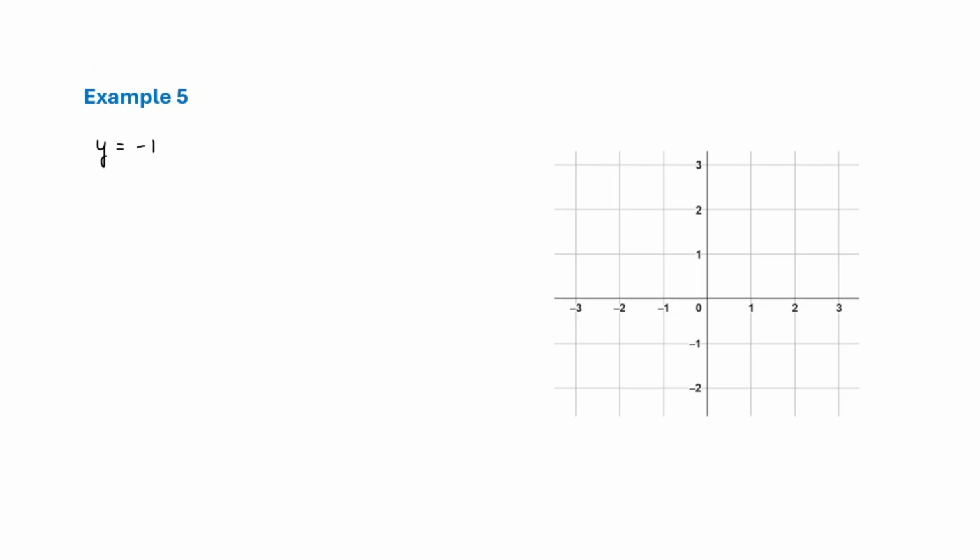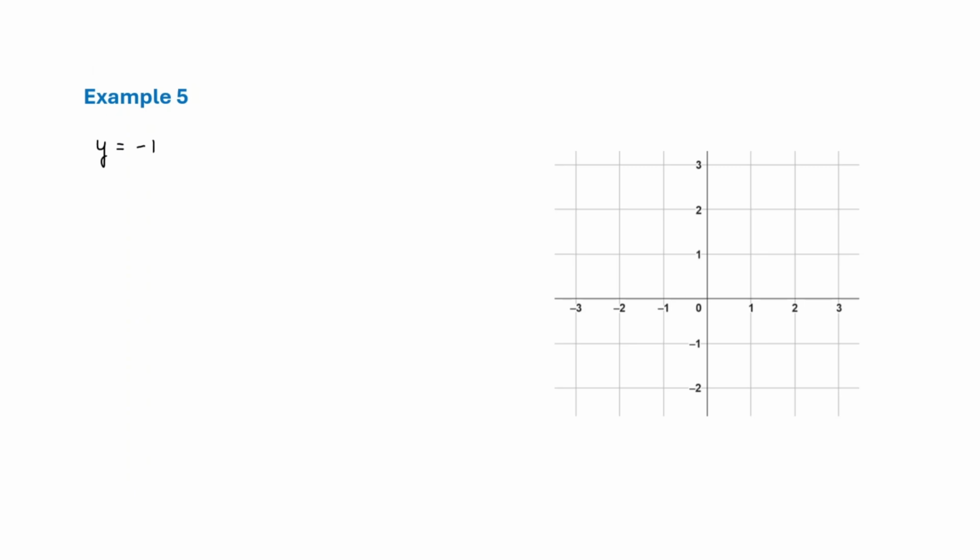Let's look at another example. Plot the graph of y is equal to negative 1. So far, all the equations we have plotted had both an x term and a y term. This time, we only have y. There is no x term. Let's see how we can plot the graph of this line.